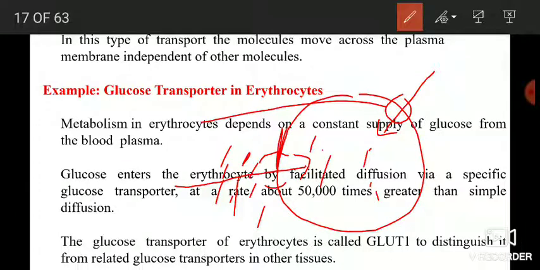In this type of diffusion, the glucose is moving through a specific transporter protein which is known as GLUT1. This has been named GLUT1 so as to distinguish it from the other types of glucose transporters which are present in other tissues. It has been found that the rate of movement of glucose through GLUT1 is 50,000 times more than what is happening through simple diffusion. So you can simply say that the type of transport process in which the molecules are moving only in one direction is known as uniport.